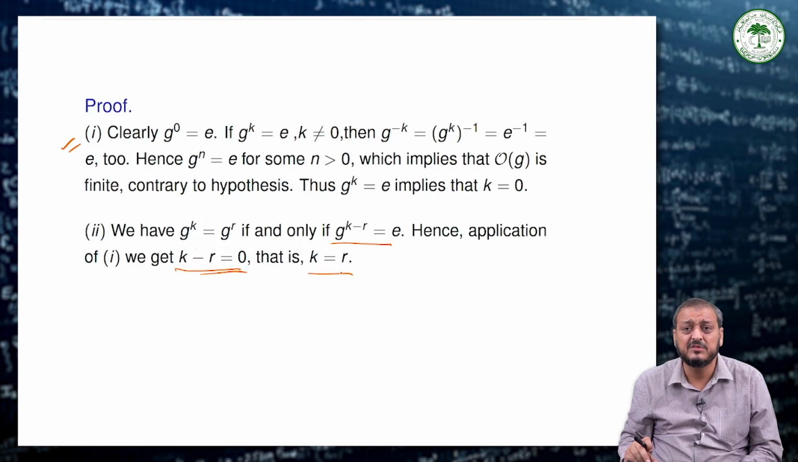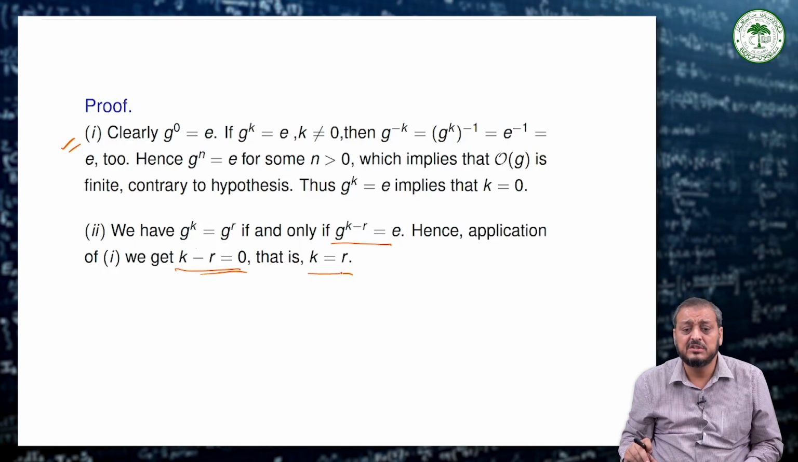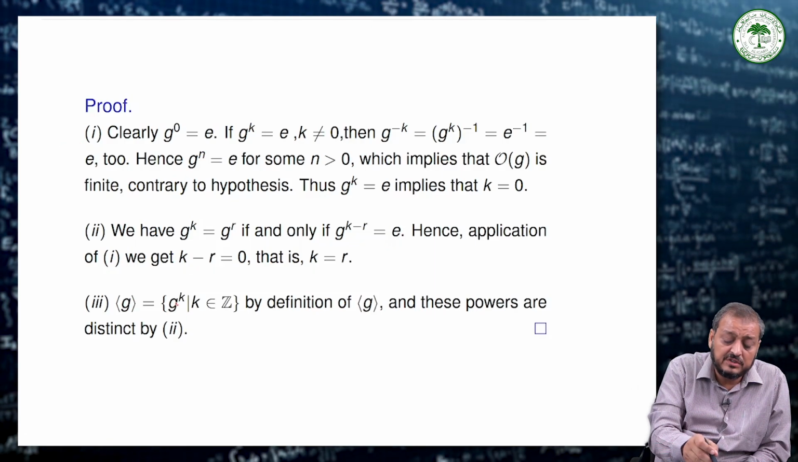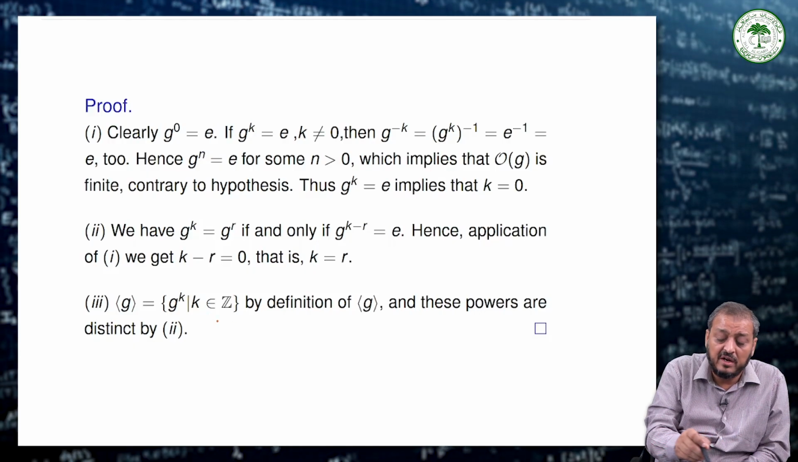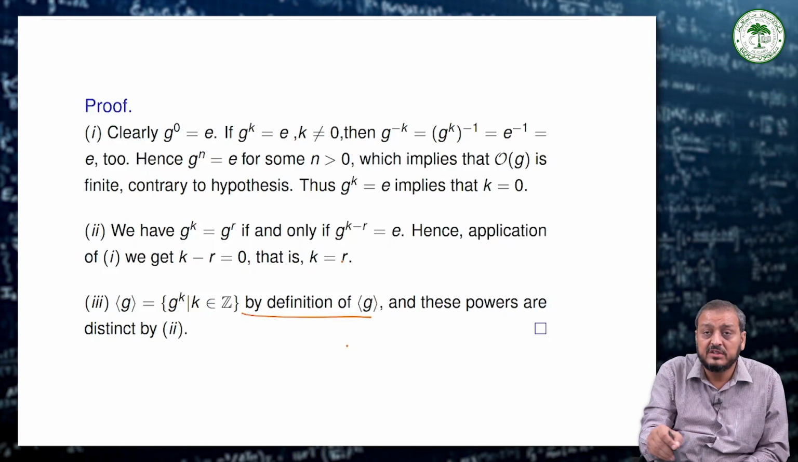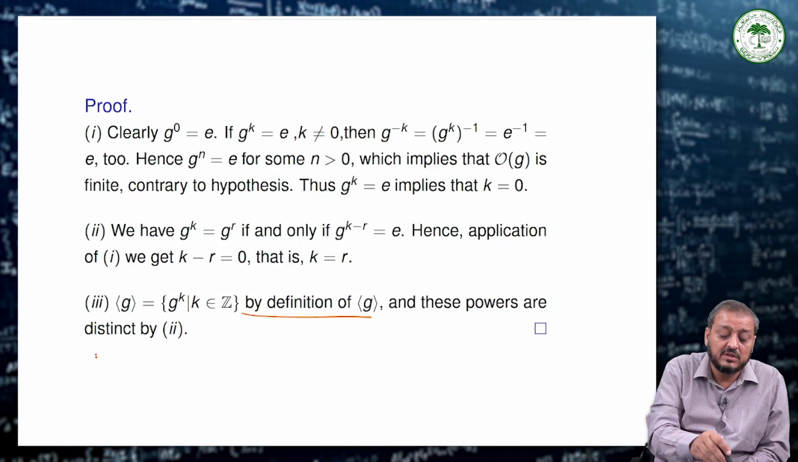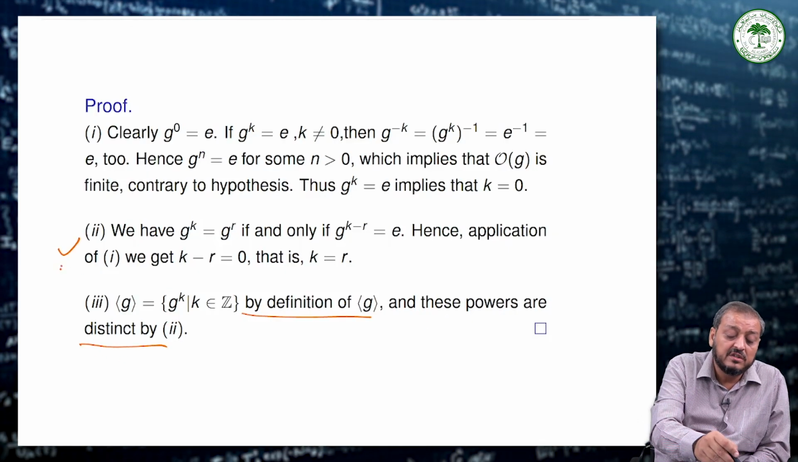The last part is that we have to show that all powers of g are distinct. So the subgroup generated by g is g to the power k, k in Z. So by the definition of this generated subgroup, these powers are distinct by the second condition.